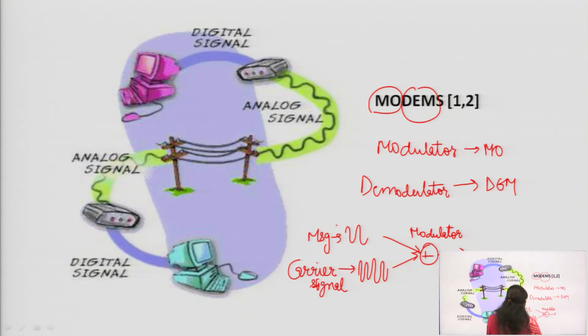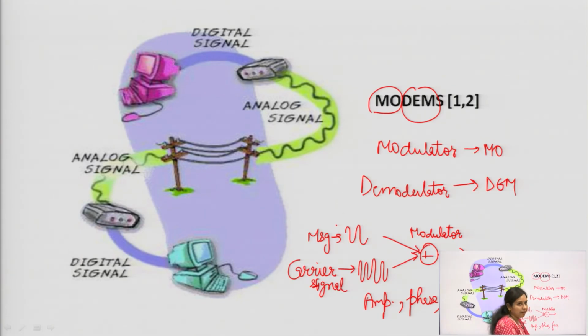Now, what are the characteristics of this carrier signal which can be changed? The amplitude of this signal can be changed, or the phase of this carrier signal can be changed, or it may be possible that you change its frequency. So, amplitude, phase and frequency, any of these characteristics of the carrier signal can be changed proportional to the amplitude of this message signal.